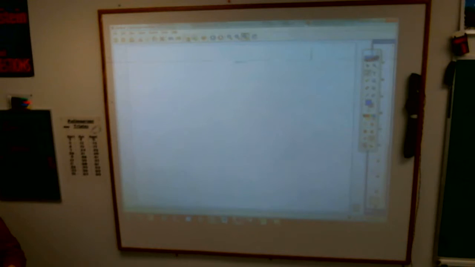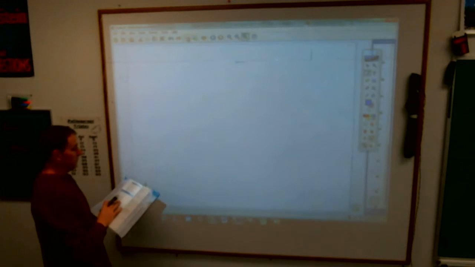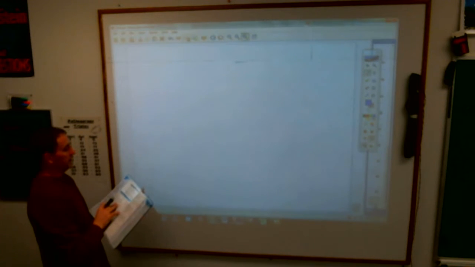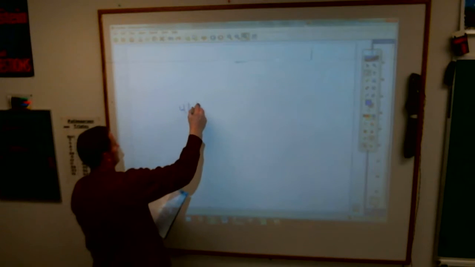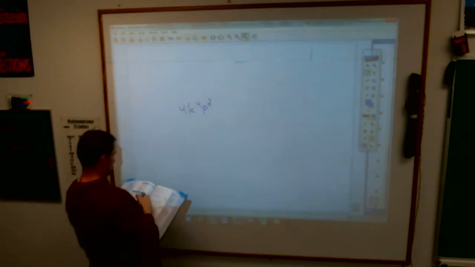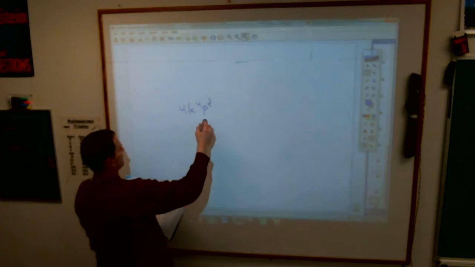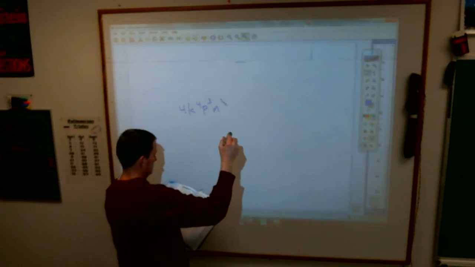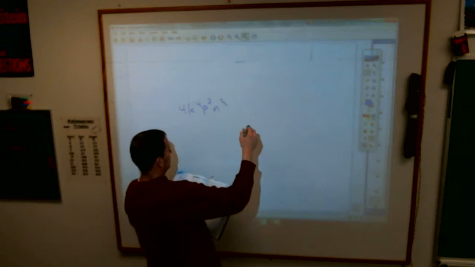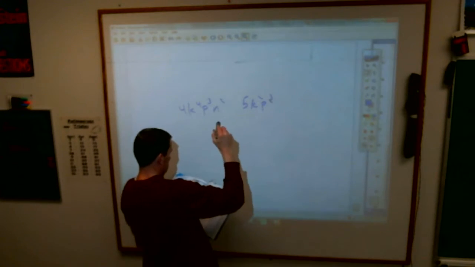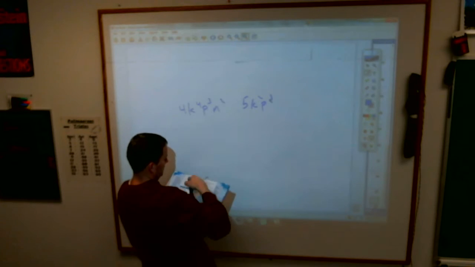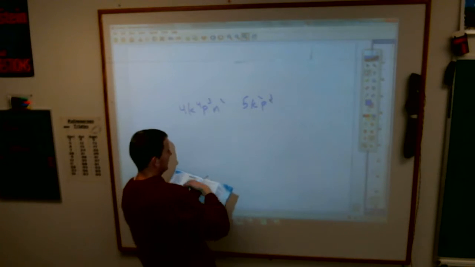Right out of the book. Oh, I get a little nervous when you start looking at the top. 4k to the fourth, p to the third, n squared, 5k squared p cubed, and let's do one more, 20 n to the fourth k cubed.